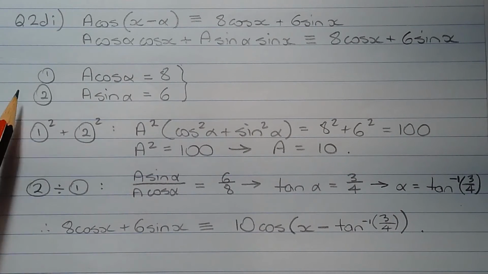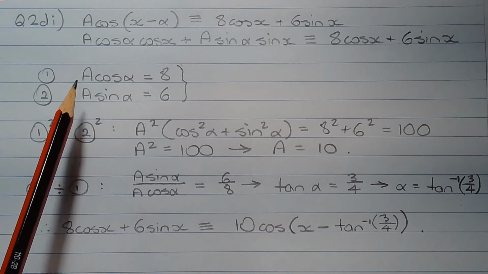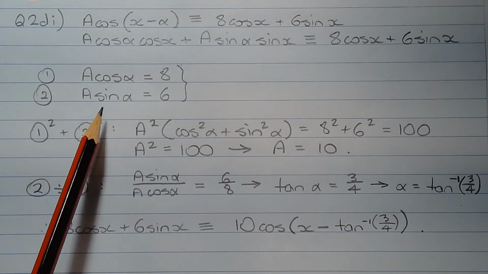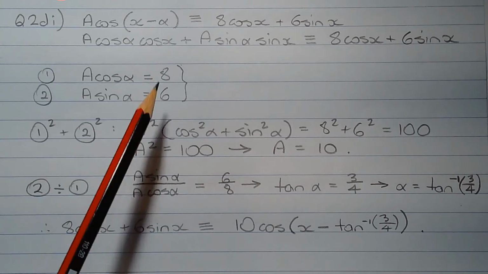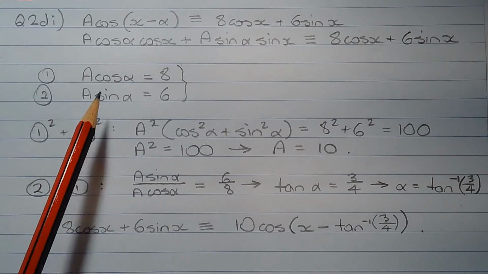And this is where we get these two equations. So a cos alpha is equal to 8 and a sin alpha is equal to 6. We'll call those equations 1 and 2. And we're going to solve these simultaneously to find the values of a and alpha.